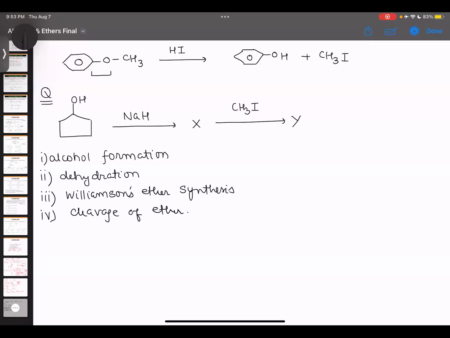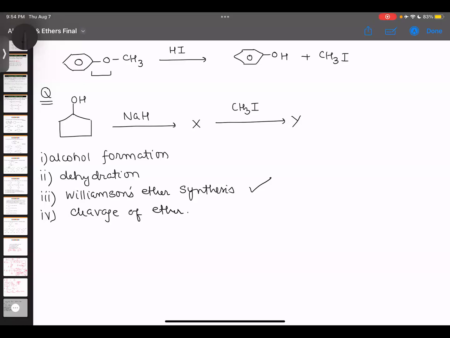So what is it basically? So what kind of reaction? Dehydration. Williamson's? Yes, it is Williamson synthesis. Exactly. It is ether formation. It is not dehydration.